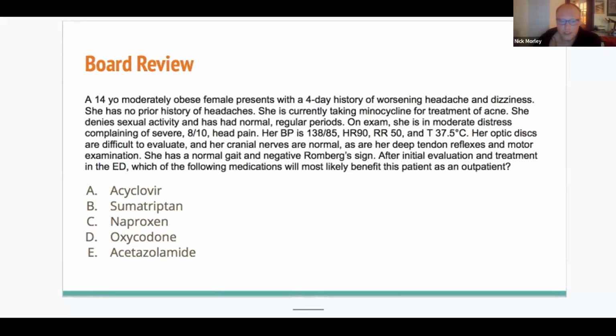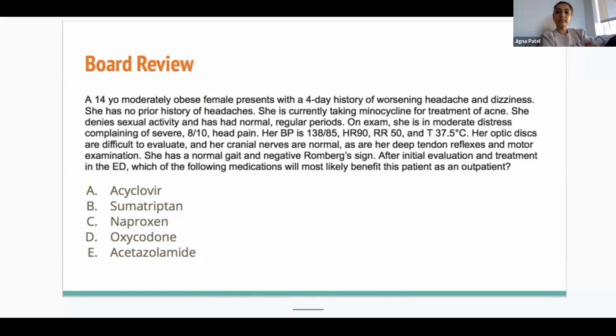After initial evaluation and treatment in the ED, which of the following medications will most likely benefit this patient as an outpatient? A, acyclovir, B, sumatriptan, C, naproxen, D, oxycodone, or E, acetazolamide.